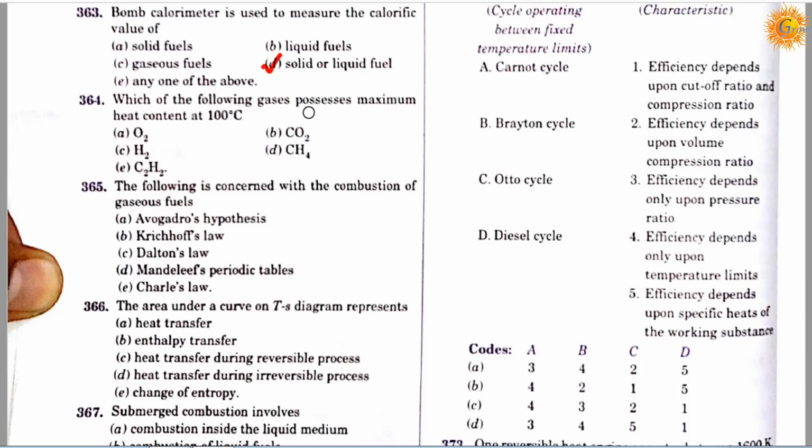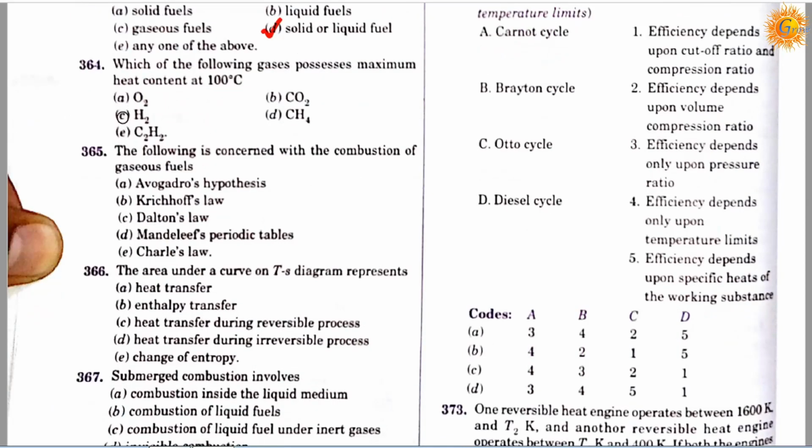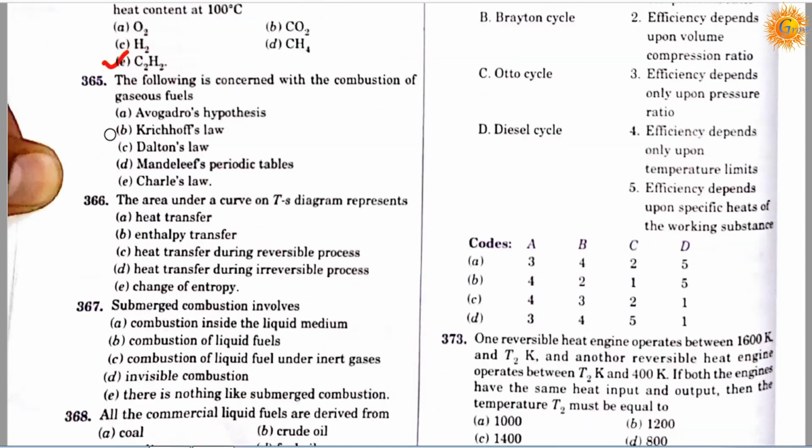Which of the following gases possesses maximum heat content at 100 degrees centigrade? Option A is O2, option B CO2, option C H2, option D CH4, and option E C2H2. So the correct answer is E, it will be C2H2.